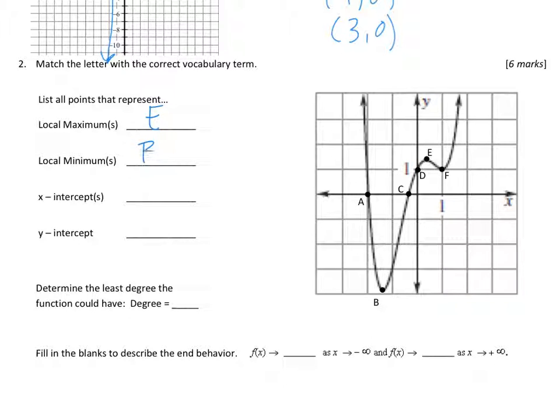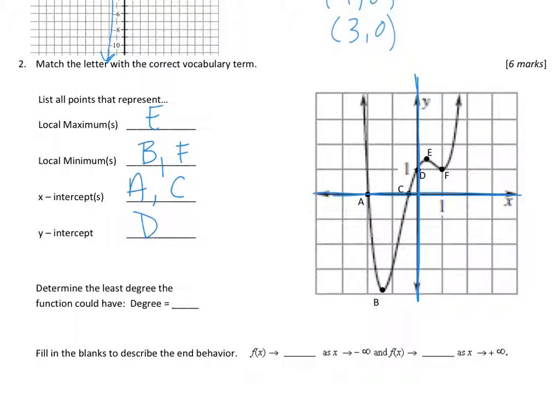B is a local minimum because it is lower than all the points around it. There's another local minimum. F is also lower than all the points around it. There are 2 x-intercepts, so that's on this x-axis line, A and C. There is 1 y-intercept. There will only ever be 1 y-intercept. That's on the y-axis. That's D.